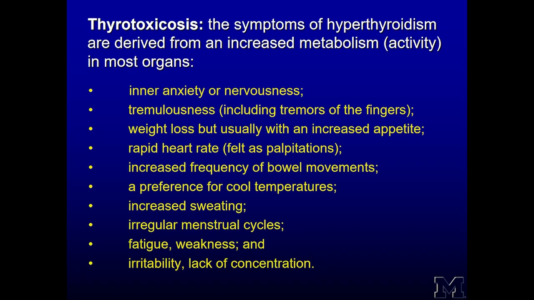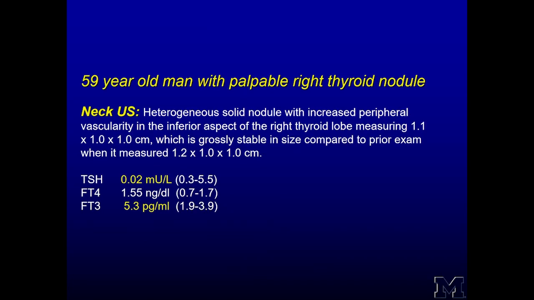So thyrotoxicosis, the symptoms of hyperthyroidism, are derived from an increased metabolism affecting most organs, and is characterized by anxiety and nervousness, tremulousness, weight loss with increased appetite, rapid heart rate, tachycardia, increased frequency of bowel movements, hyperthermia with a preference for cool temperature, increased sweating, irregular menstrual periods, fatigue, weakness, inability to concentrate, and therefore falling grades at school. So this is the next case presentation of a 59-year-old man with palpable right thyroid nodule.